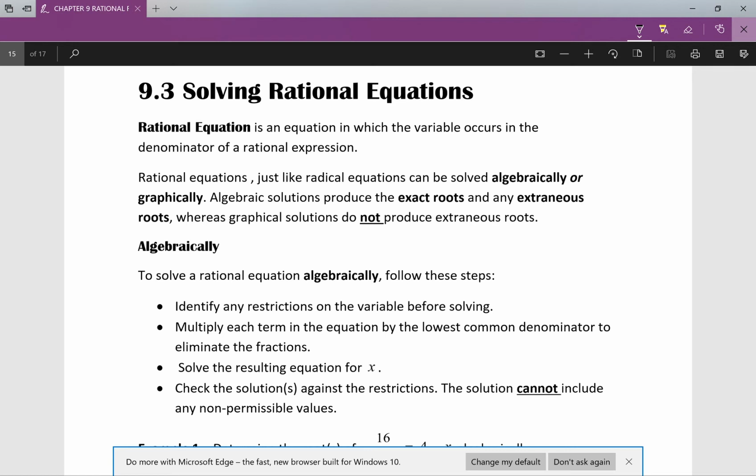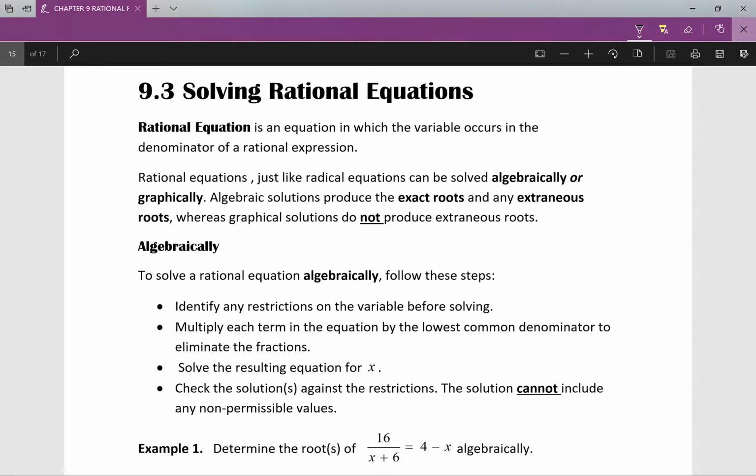So now we're going to look at solving rational equations. And when we're solving rational equations, as when we're solving any equations, what we're going to do is get an exact answer. A rational equation is an equation in which the variable occurs in the denominator of a rational expression. Rational equations, just like radical equations, can be solved algebraically or graphically.